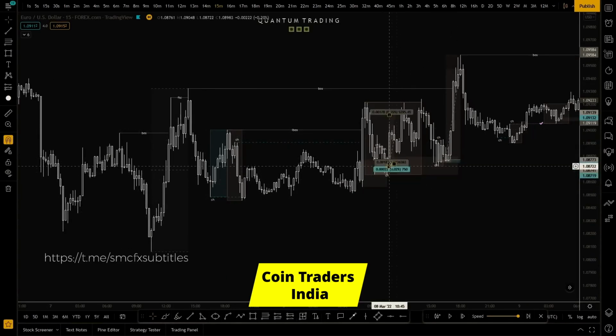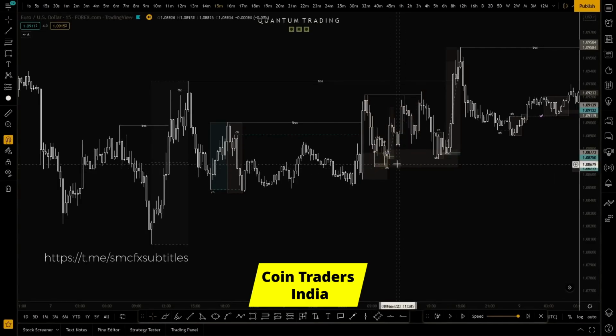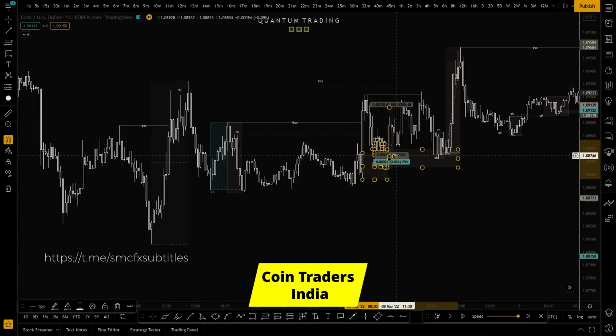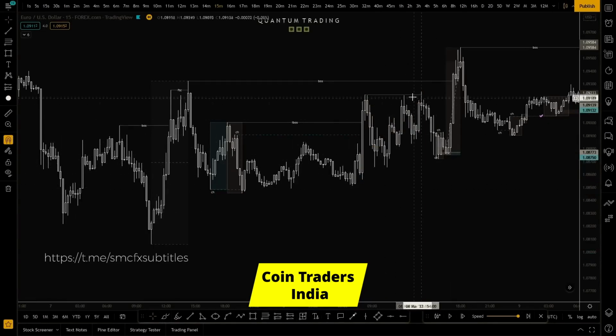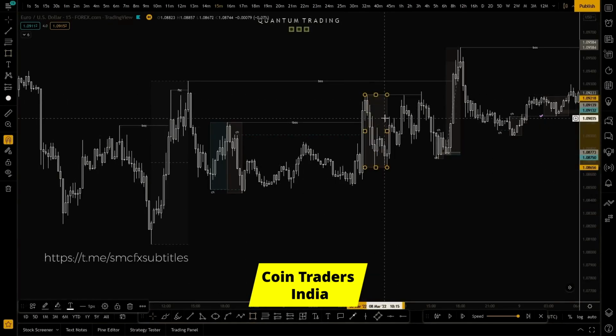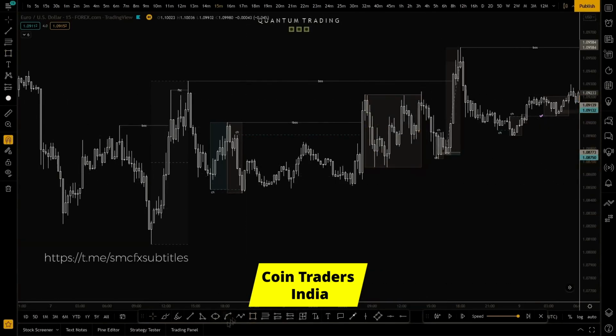But now we can see here, if we just clean this up a little bit, we'll just hide these just to clean it up, okay? Once we got this break right here, it created this new demand range. And what we're looking for now is for price to pull back into a demand level before continuation, because understand order flow and structure are realigned, okay?